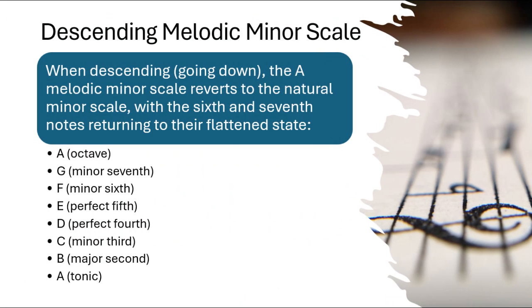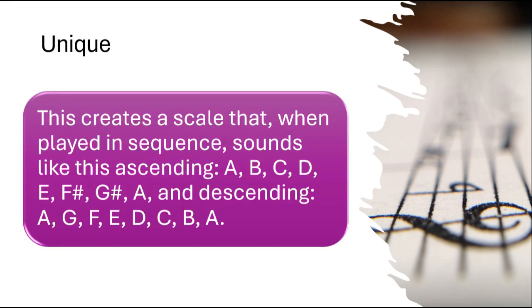When descending, going down, a melodic minor scale reverts to the natural minor scale, with the 6th and 7th notes returning to their flattened state. So you've got A, G, F, E, D, C, B, A. This creates a scale that, when played in sequence, sounds different going up and coming down.